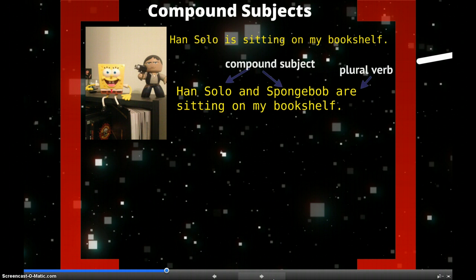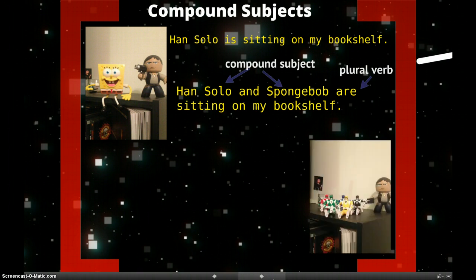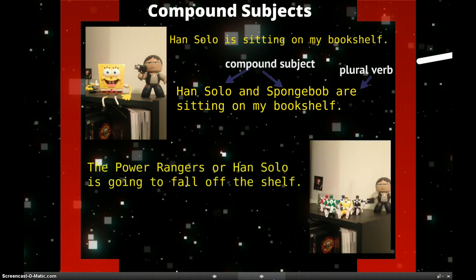Now, it's a little bit different if you use the word or. So let's look at that. The Power Rangers or Han Solo is going to fall off the shelf. Here's where we get to some things where maybe the thing that sounds the best is not necessarily correct. So we have this word or, and it can be kind of tricky. So when you have or and a compound subject with the word or, you actually do not join the two. So if we had Han Solo or SpongeBob is going to fall off the shelf, you would again say is. You would have to use a singular verb, not a plural one.